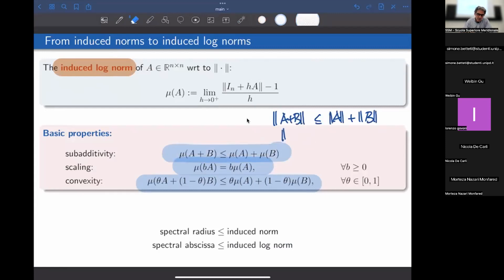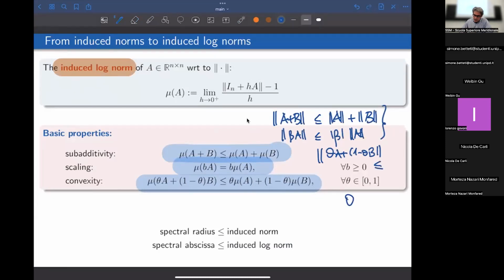I should have written A. So let's say I have a scalar here, beta times A, it's upper bounded by the absolute value of beta times the norm of A. And these two properties together give you convexity. So if you have the norm of theta A plus (1 minus theta) B, where theta is a number between 0 and 1, this is upper bounded by theta times the induced norm of A, plus (1 minus theta) times the induced norm of B. So the induced norm is subadditive, positive scaling, and convex.